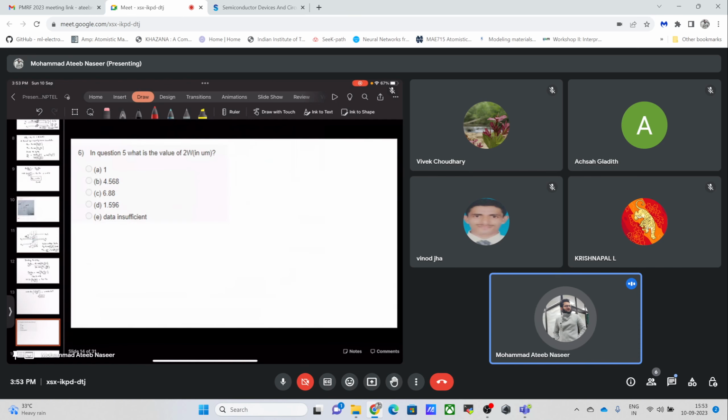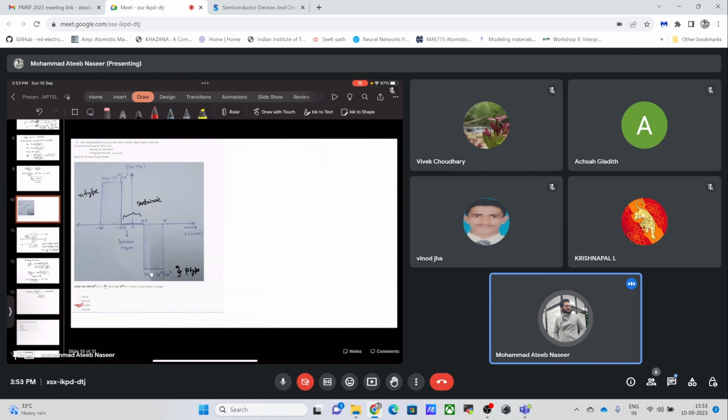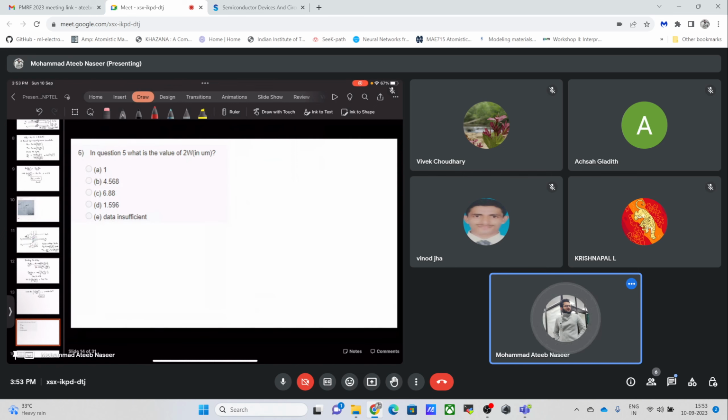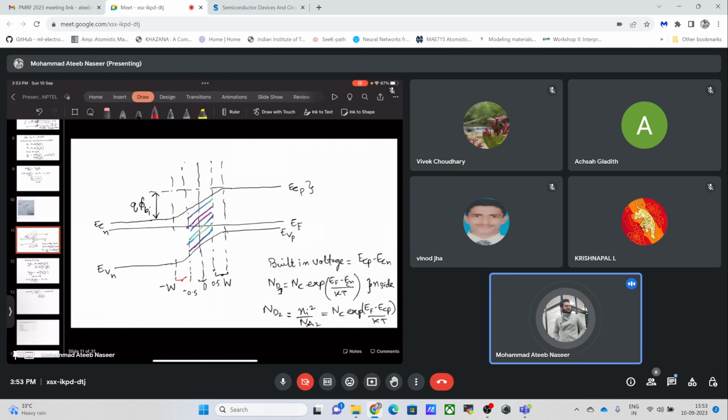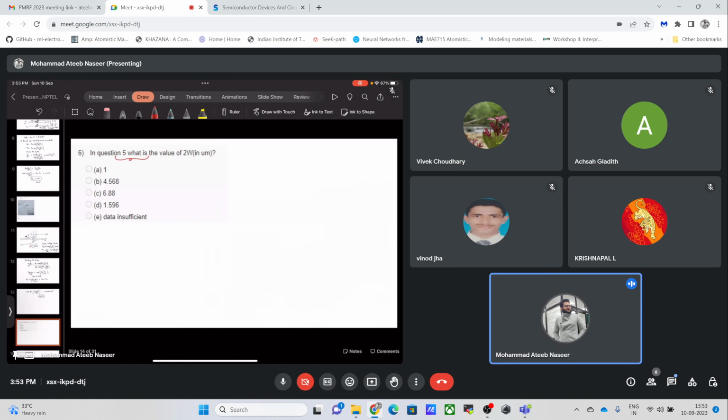Now there is some other problem related with it, with the same problem that we were dealing with. This problem is for the same band diagram that we drew in this figure 4 for this question 5, sorry. So it says that in question 5, what is the value of 2 times the w? So we need to find this value of w, and then we need to find its 2 times the w value.